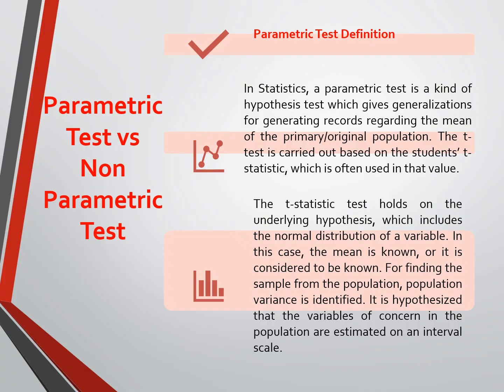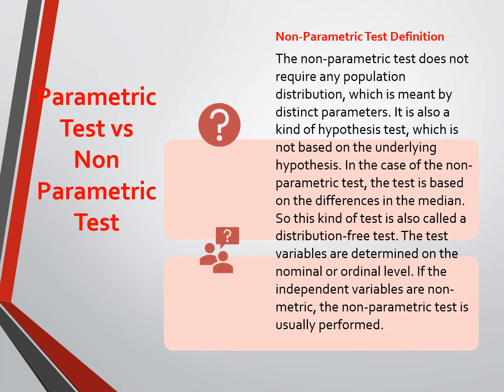When we come to the non-parametric, it is a hypothesis which is not based on the underlying distribution. In the case of non-parametrics, the difference in median is going to be worked out. It means that the average height of one group of students and another group of students is going to be worked out by us.